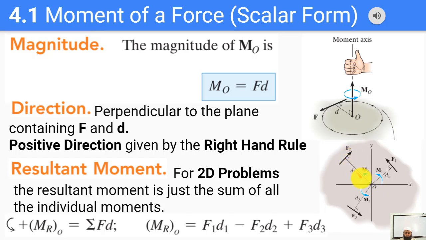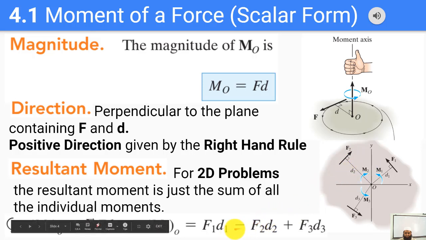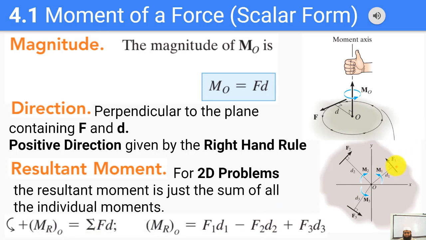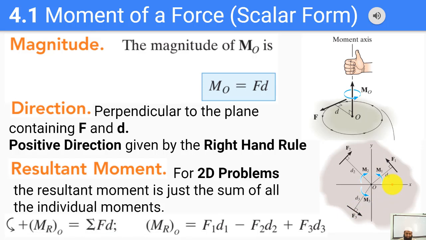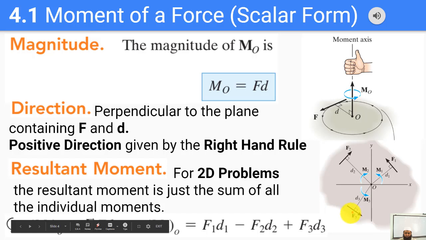This force F2 is producing a clockwise moment, so we already saw that the clockwise moment would be negative, but this force F1 is producing a counterclockwise moment, and this F3 is also producing a counterclockwise moment. So the resultant moment is just the sum of all three moments, and it is given by F1 times D1 minus F2 times D2, because this force is producing a clockwise moment, so that is why we put a negative sign with it. And this third force is producing a moment which is F3 times D3, and it is positive because this is a counterclockwise moment.